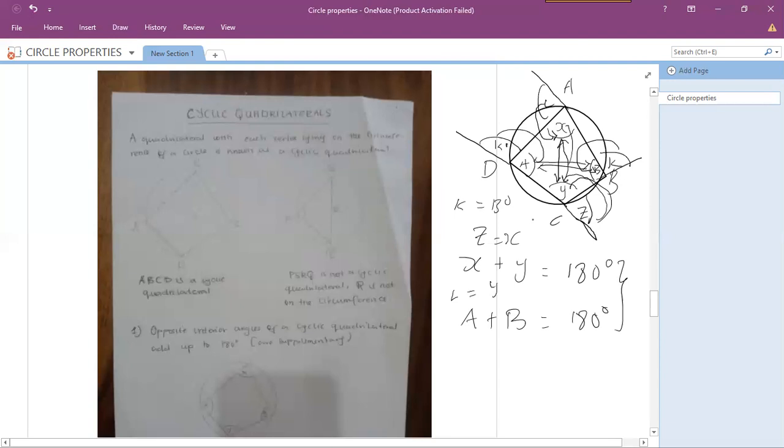A cyclic quadrilateral is a quadrilateral where all the vertices lie on the circumference. This one here is not a cyclic quadrilateral because this side is not on the circumference. All the vertices have to lie on the circumference, and opposite angles in a cyclic quadrilateral add up to 180 degrees. They are supplementary, and the exterior angle of a cyclic quadrilateral is equivalent to the interior opposite angle.